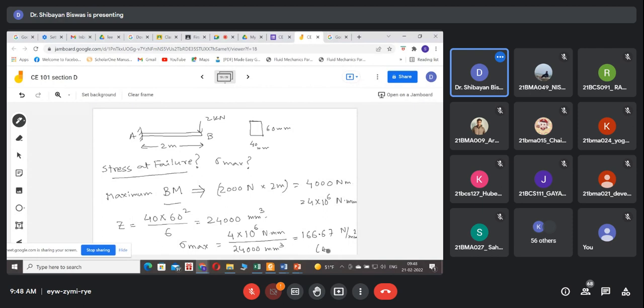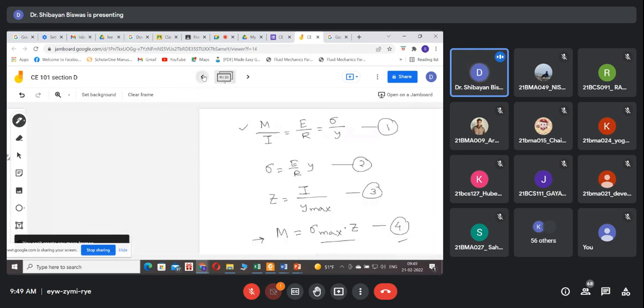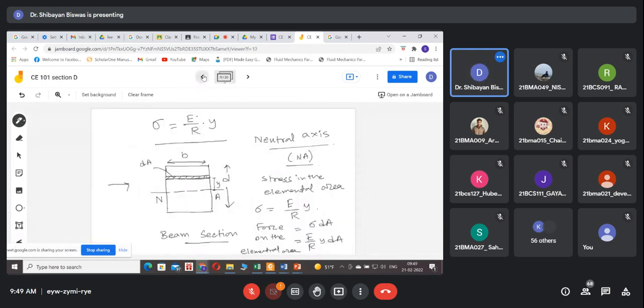Okay, so this is the stress at failure, the maximum stress happening in the section. We have calculated the maximum bending moment, and we have also found the section modulus for this rectangular section. Then we have just divided it and found the maximum stress, or stress at failure. Now, I think this is already there.